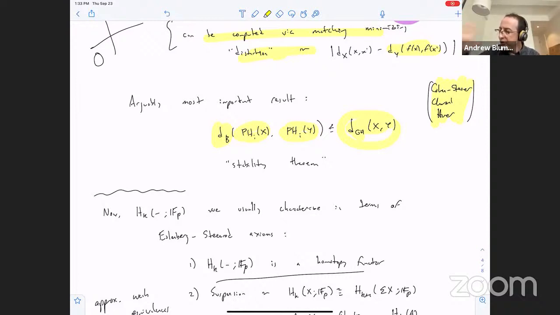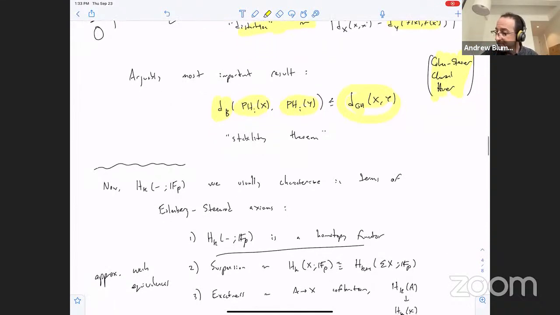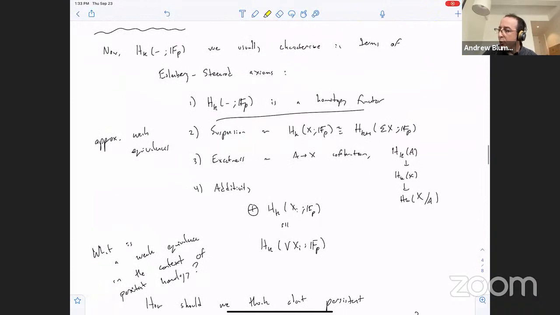Okay, so now let me come back to the question that I started with, which I think is an interesting one: we, as modern people, characterize homology in terms of the Eilenberg-Steenrod axioms. They characterize this amongst functors, or families of n-indexed functors, by the following list of axioms. Number one, this is a homotopy functor. That means it takes homotopy equivalences to isomorphisms, so it factors through the homotopy category of spaces.